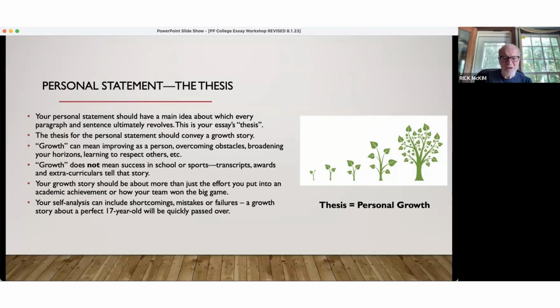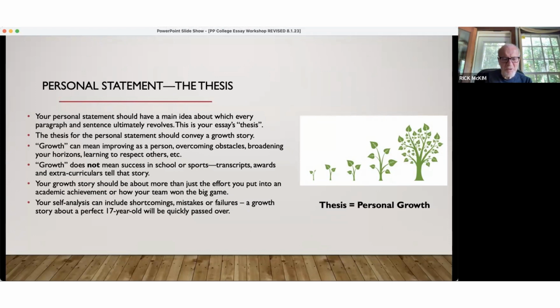So it's a story-based thesis. You're going to present a story or a set of examples from your life that are going to illustrate the thesis of how you became the person that you are, with the passions and characteristics that you have to offer the school as a prospective student. So your thesis should above all convey a growth story.